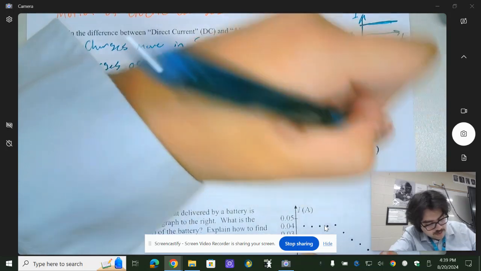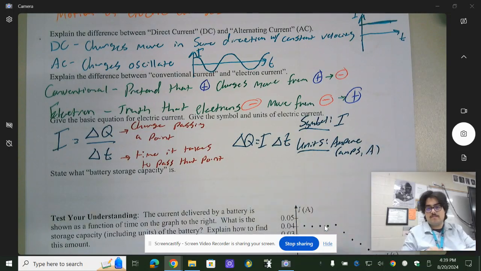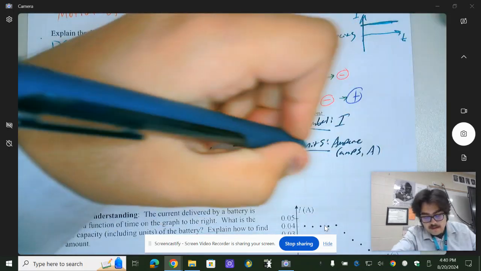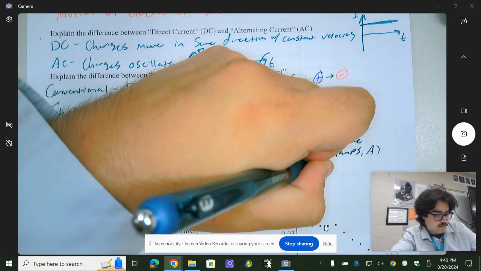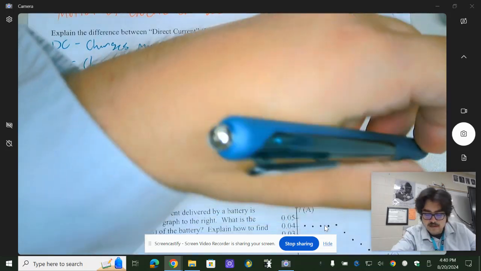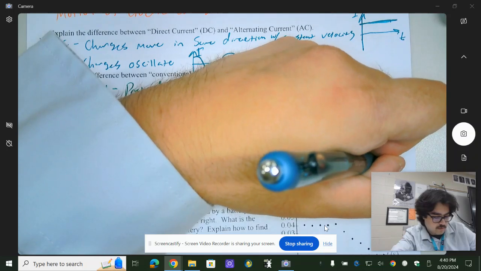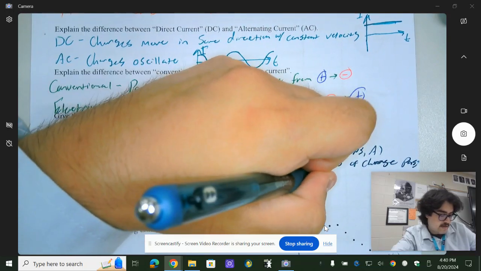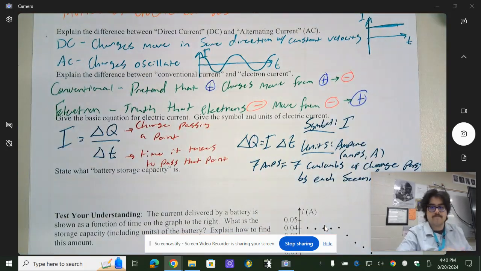Okay. And we shorthand it with A. When you say that something has 7 amps, 7 amps means that 7 coulombs of charge pass by each second.